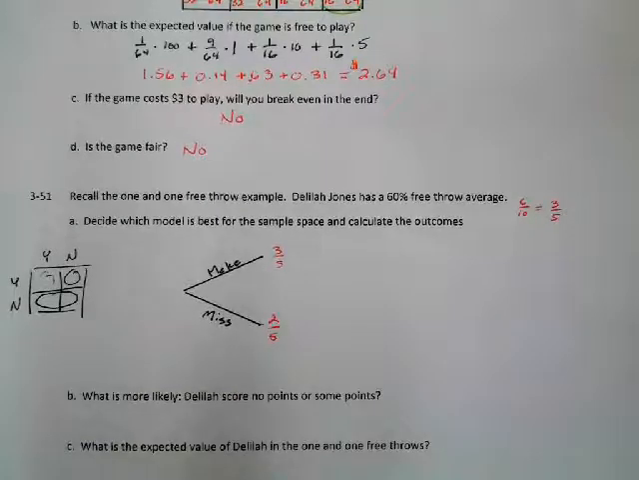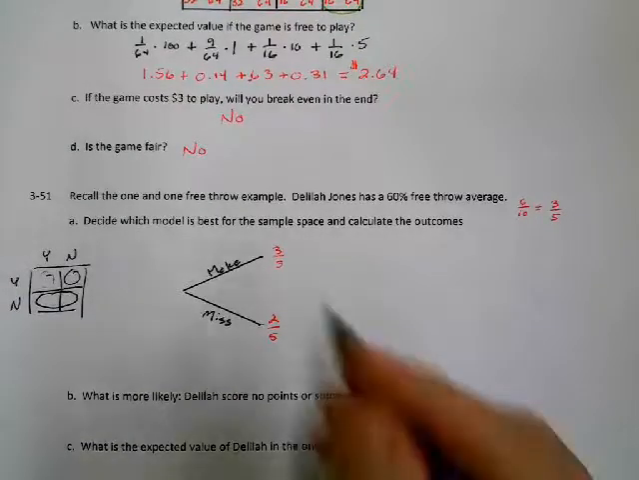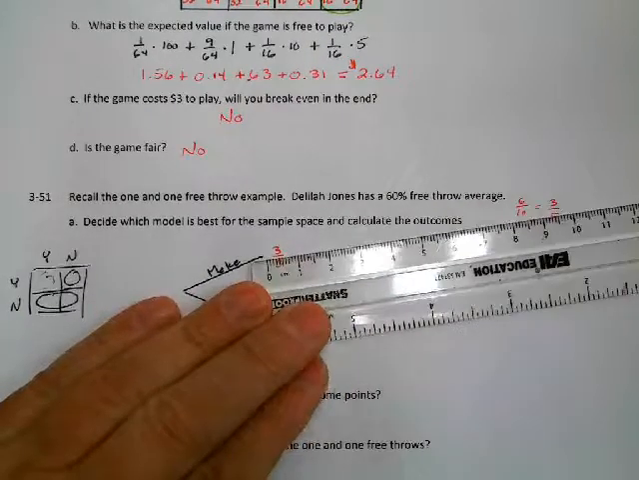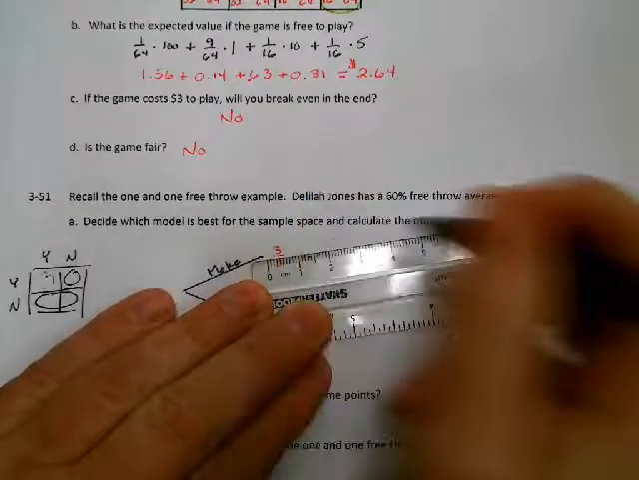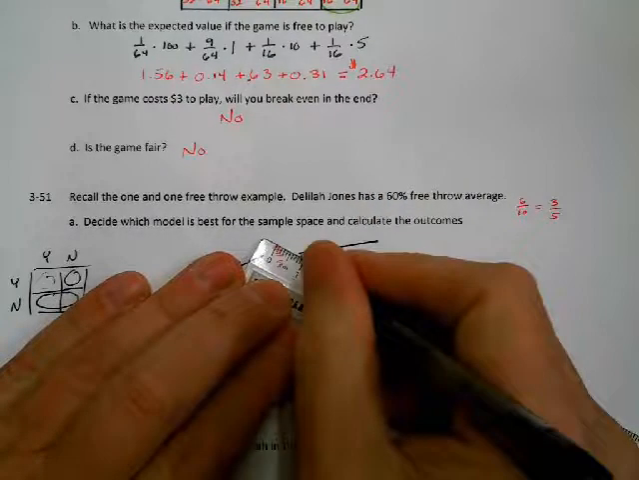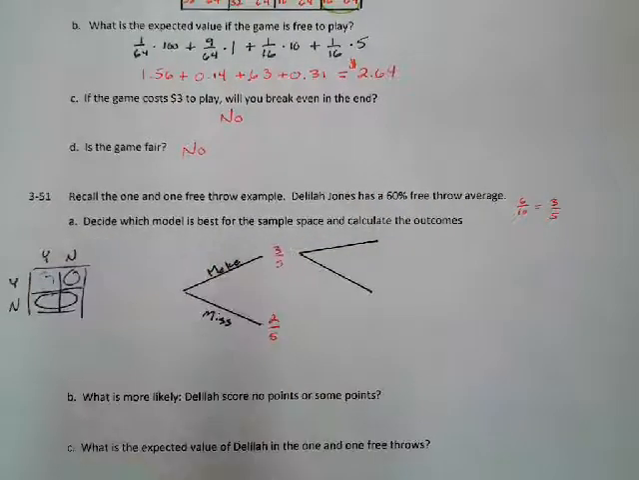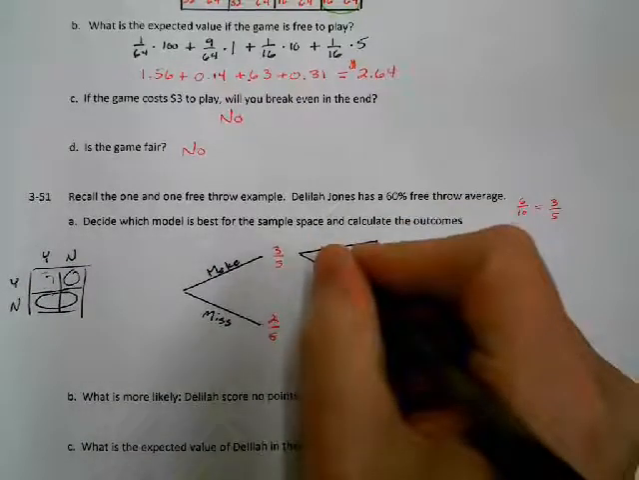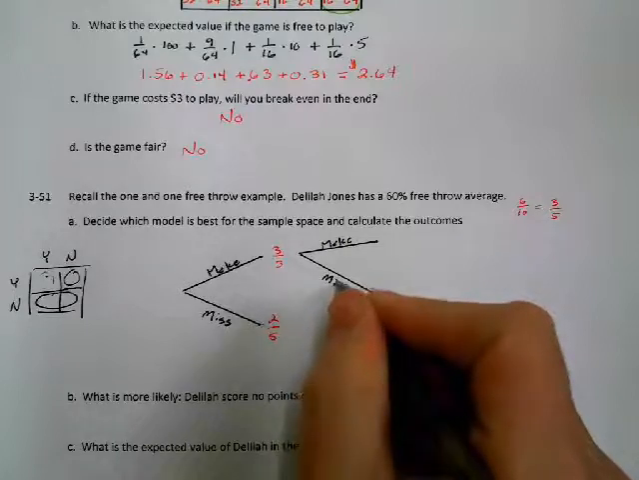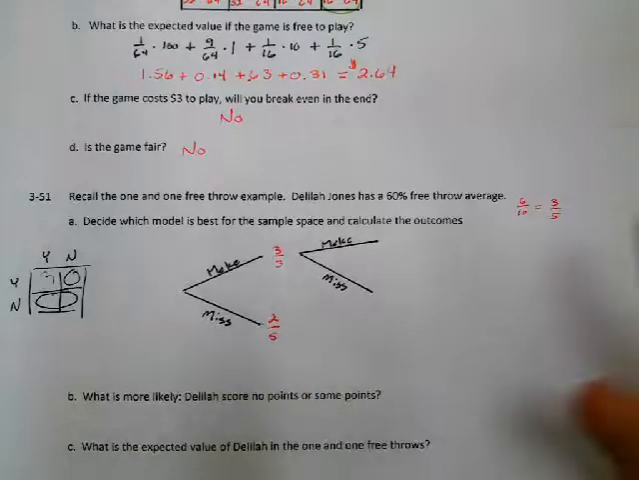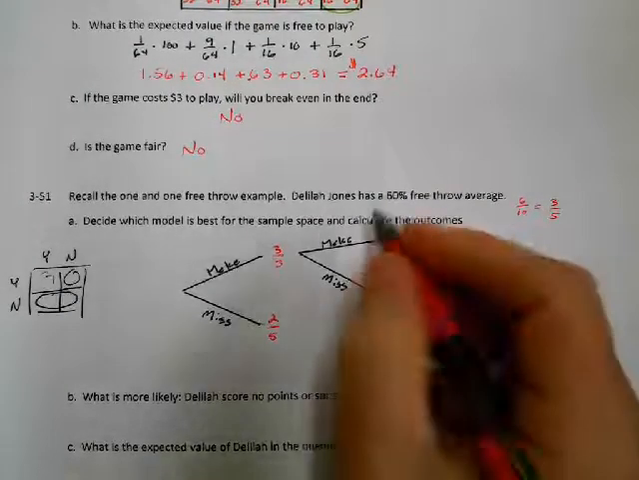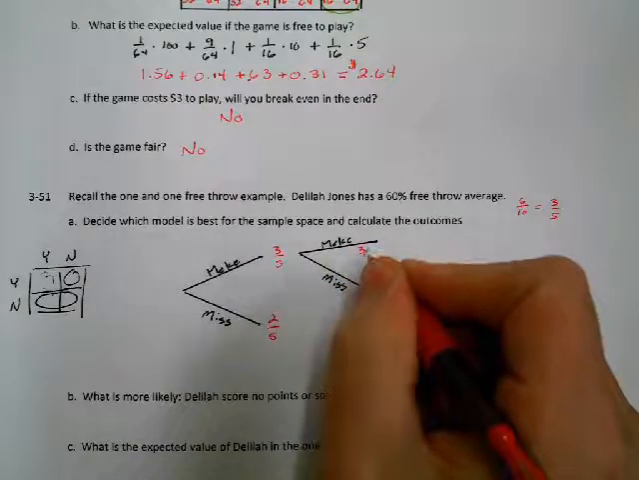Okay, so if she makes the shot with a 1-and-1 free throw example, that means she will get a second shot. And the second shot, she can either make or miss. Now the second shot, since her free throw average is 60%, it's going to have the same probabilities. Making it would be 3/5 of the time. Missing it would be 2/5 of the time.